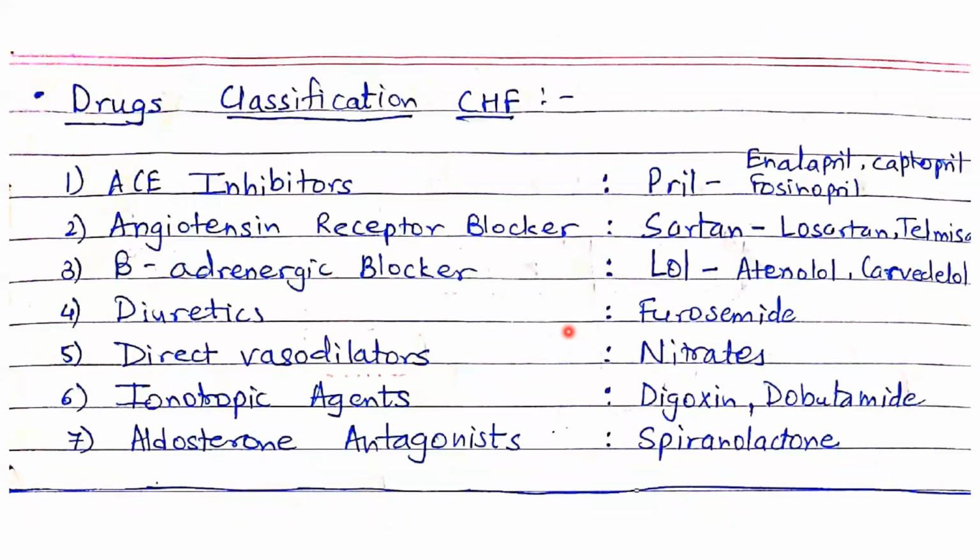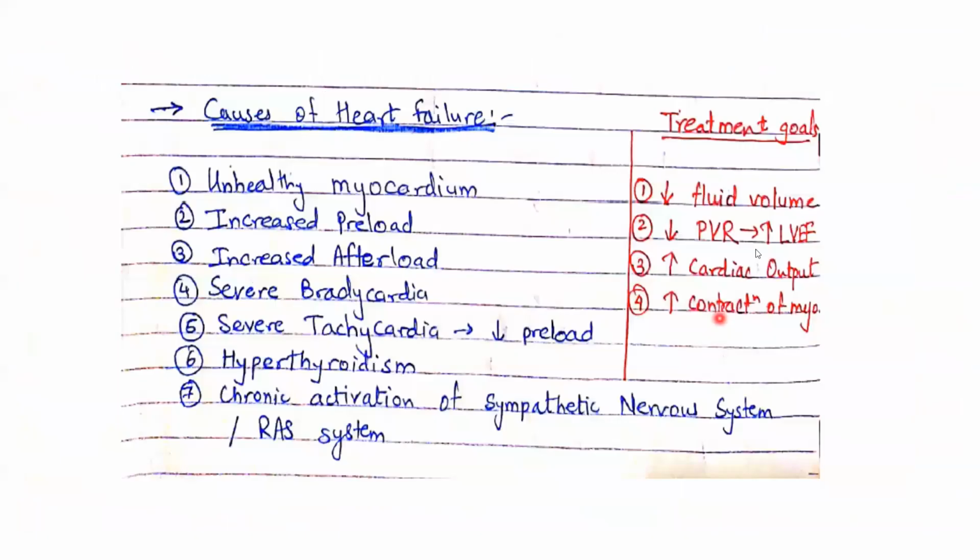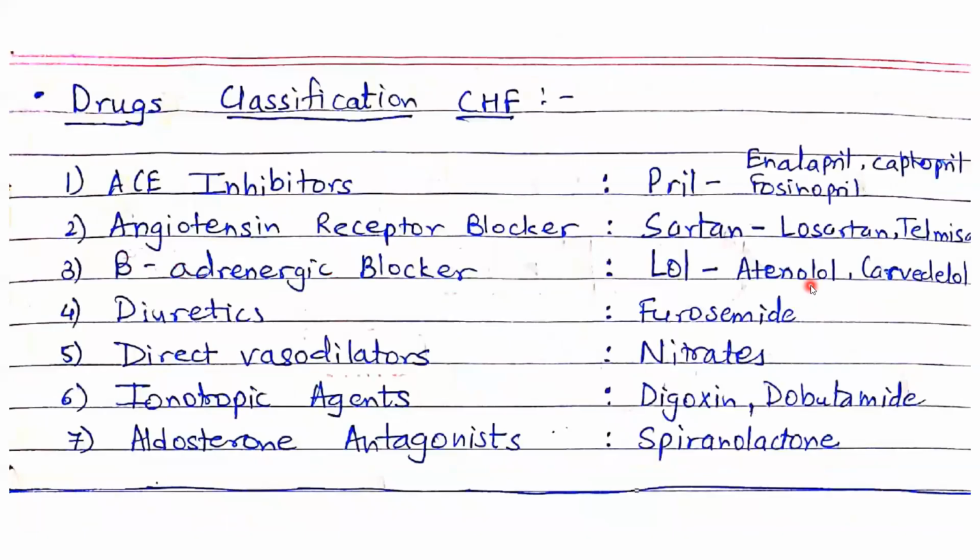With the treatment now. When I talk about the treatment approaches, last time we discussed some treatment goals. That is, we need to decrease the fluid volume, so we will be able to address the congestion problem. We should also be able to decrease the peripheral vascular resistance. Then we will be able to address some problems. So we will see one by one which are the drugs. Initially, we just enlist the drugs.